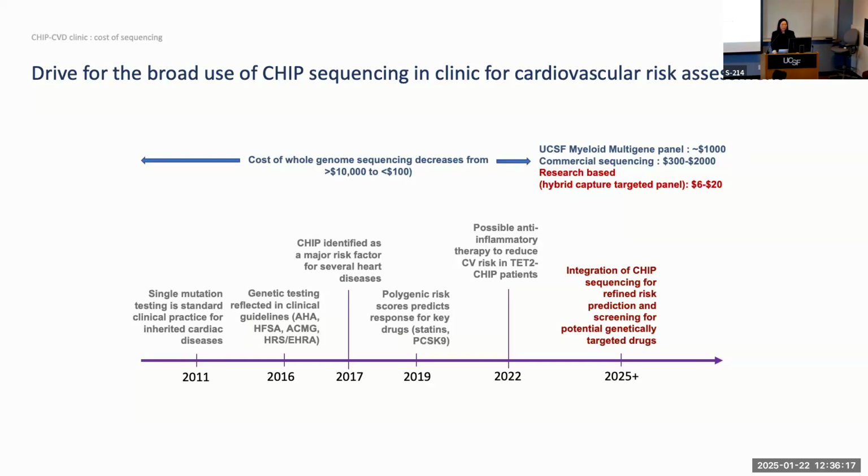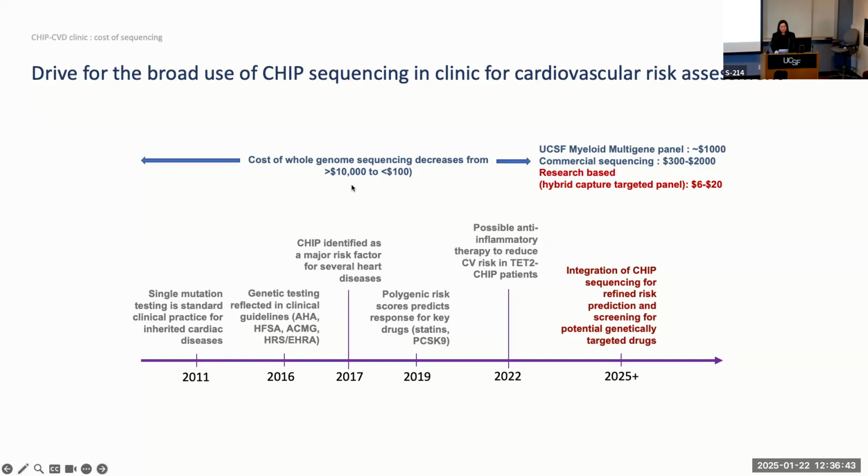When we look at the flip side, in our hem-onc clinics, genetic testing and risk stratification using genetic testing has been used for decades now and is part of common standard of care practice. So I think the integration of CHIP sequencing will take off in the future as we develop better screening techniques and also more cost-effective techniques.